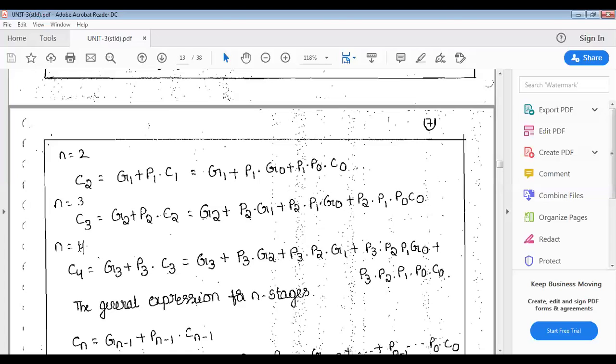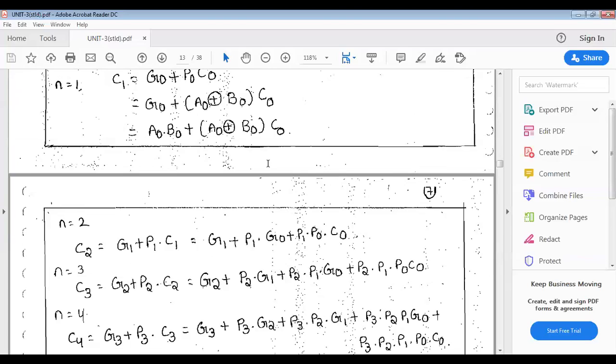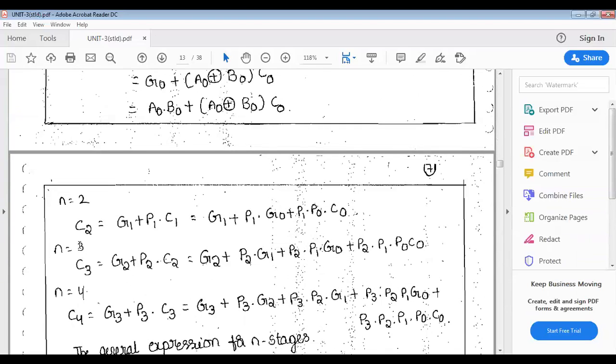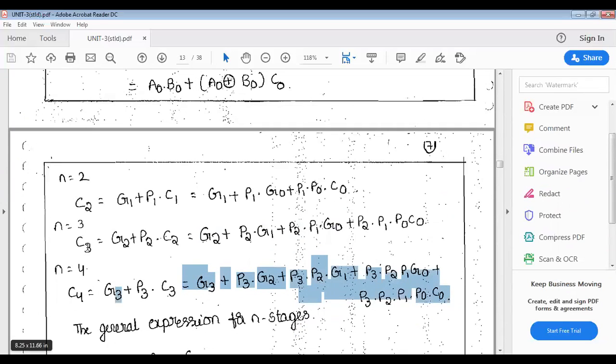Now you can observe that C1 depends upon C0 only, and C2 also depends on C0 only, and C3 also depends on C0, and C4 also depends on C0. Okay, it does not depend upon the previous carry. C4 does not depend on C3, and C3 does not depend on C2, and C2 does not depend upon C1. All equations are converted in terms of C0 only.